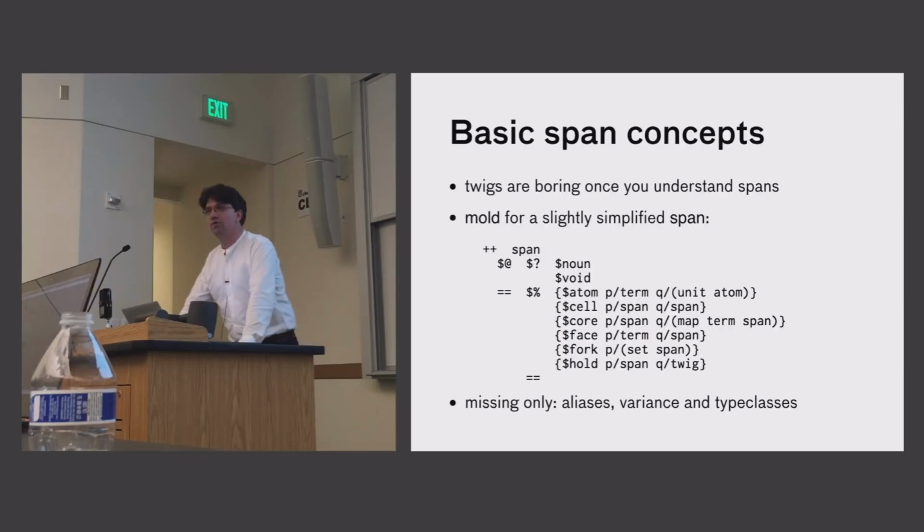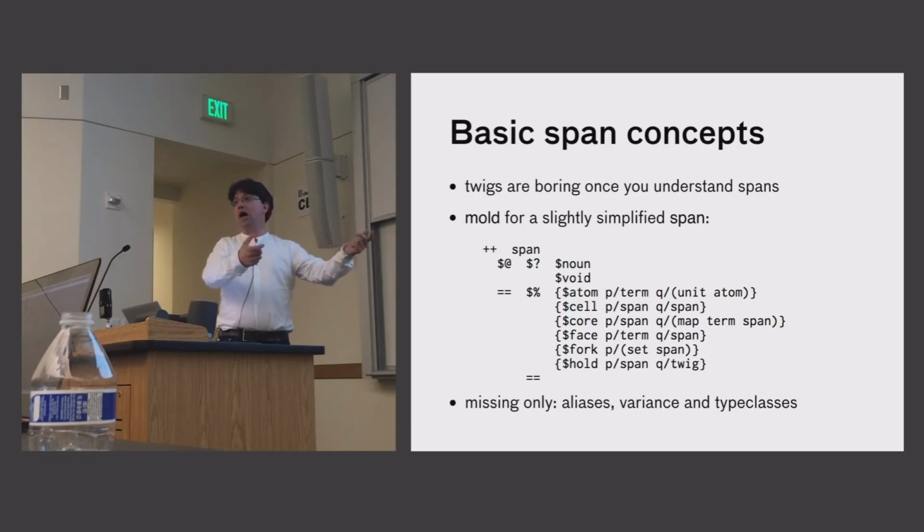Basic concepts of the type system. This is almost a complete definition of the Hoon type system. It's missing a little bit of stuff. I'll see if I can fill that in, but we've got to move pretty fast here. And I'm not going to talk about twigs at all, because once you understand the data representation, it's pretty straightforward. So a span defines a set of nouns.